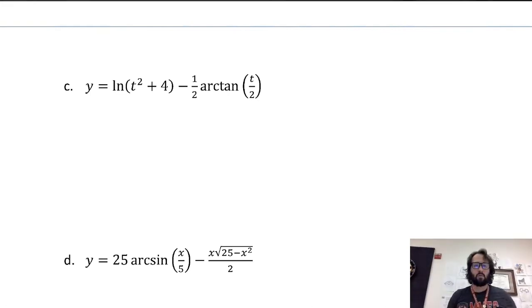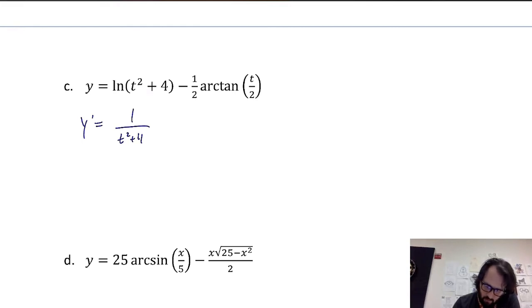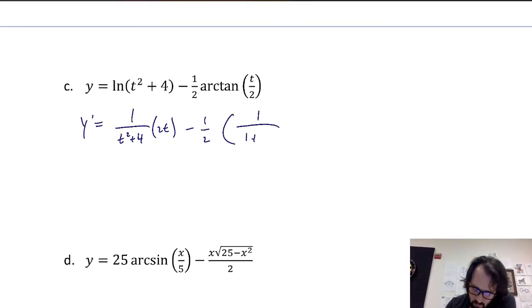All right. Natural log of t squared plus 4 minus 1/2. So still just doing the derivative. This first part really isn't that crazy. It's stuff you've been doing before. So 1 over t squared plus 4 times the derivative of the inside, which would be 2t. And then we have minus the arctangent, so 1/2. The derivative of arctangent would be 1 over 1 plus t over 2 squared times the derivative of the inside, which would just be 1/2.